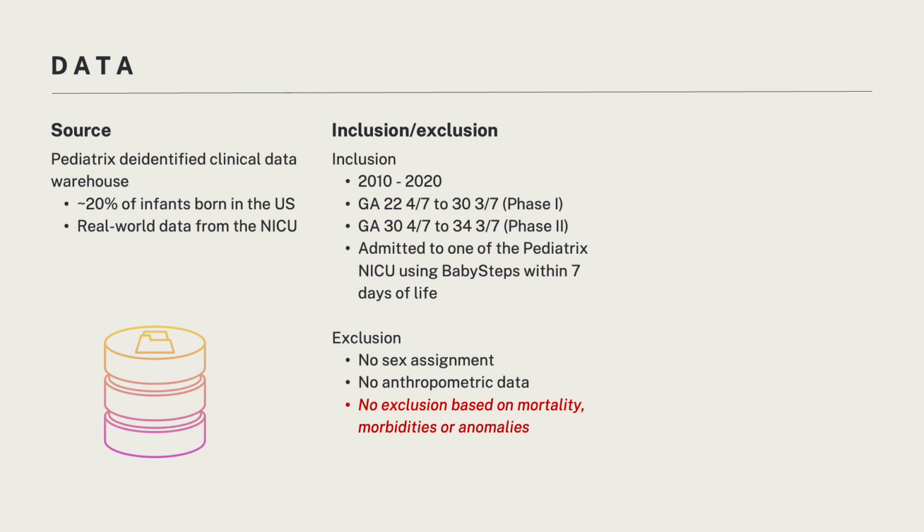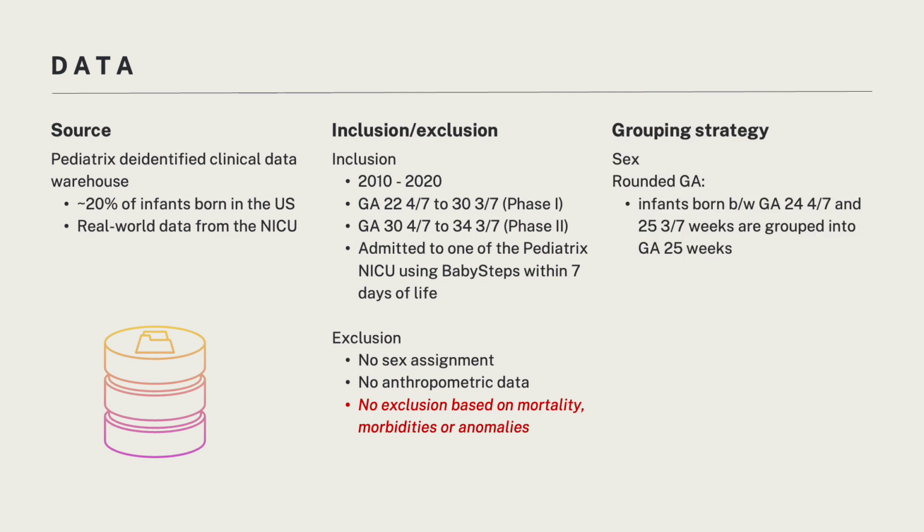In the first phase of development, we focused on small babies, including those born between 22 weeks 4 days and 30 weeks 3 days. In the second phase, we expanded and included up to 34 weeks 3 days. All infants included in the study were admitted to one of the Pediatrix NICUs within 7 days of life. The only exclusion criteria were the lack of sex assignment or the lack of any anthropometric data. Again, we did not exclude infants based on mortality, morbidity, or antenatal or postnatal exposure.